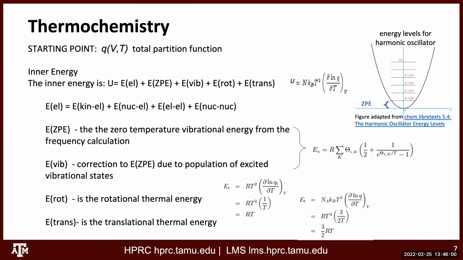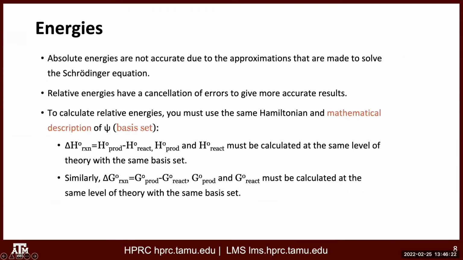There's also a correction to the zero point energy due to population of excited vibrational states, and they can be written as a sum of this. There are also contributions from rotation and translation. So with all these added up, that gives you the inner energy. With the inner energy, you would be able to use what we have talked about previously to calculate the Gibbs free energy.